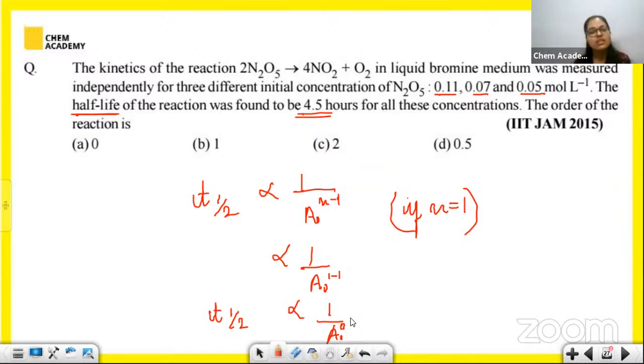Here the initial concentrations are different, but the half-life is the same. There is no change in half-life. It is constant, constantly coming out to be 4.5 hours. Therefore, since the half-life is independent of the initial concentration, we can say that the order of reaction is 1. Yes. Very good, Pratibha. Very good, Rashika. The correct answer is B part.